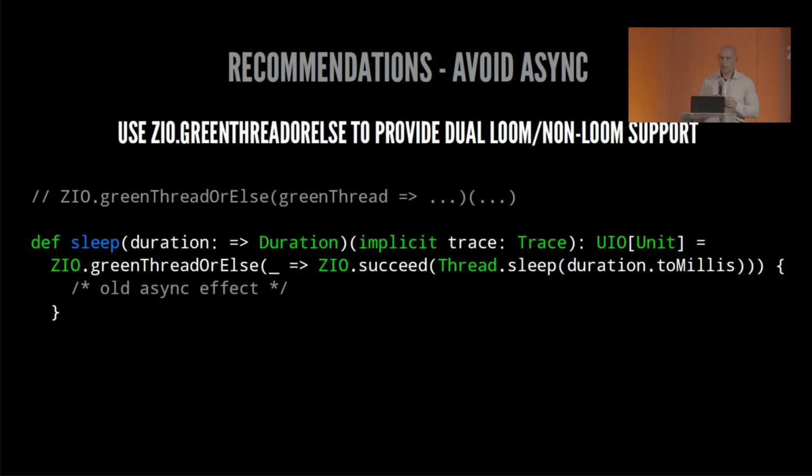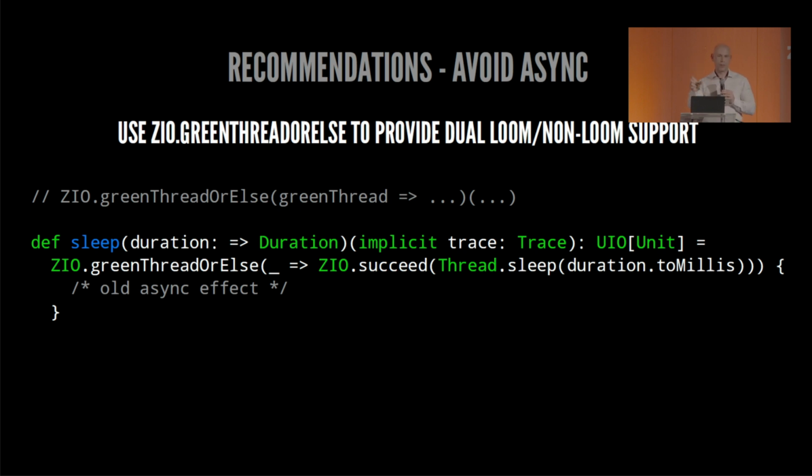And we're going to be in this intermediate period where we have to support the async way of doing things as well as the new Loom way of doing things. And so ZIO 2.1 is shipping with this operator called greenThreadOrElse. greenThreadOrElse lets you specify one effect that will be run if you are running on a platform that supports green threads, which right now today is Loom. But it could be at some point in the future, Scala Native has green threads, in which case you would do that first thing, if you wanted to do something differently. So that's where you put your blocking code.